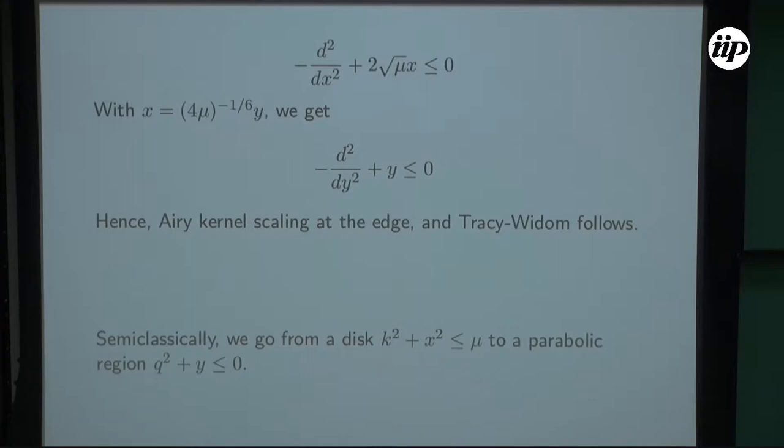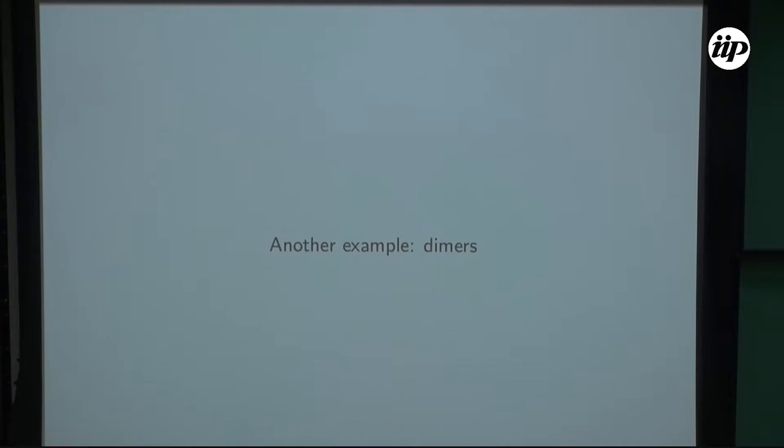Okay, and let me be clear that this is known. It's just that I'm reformulating this in terms of a free fermionic picture. So semi-classically, you go from this density profile, which you can view as a disk in phase space, with position and k, to a parabolic region, which is this. Okay, so this is a simple example where you find this.